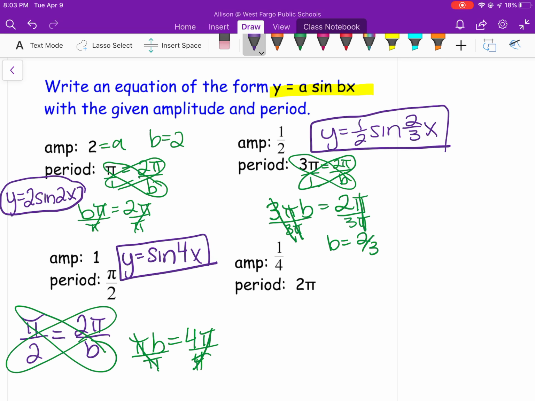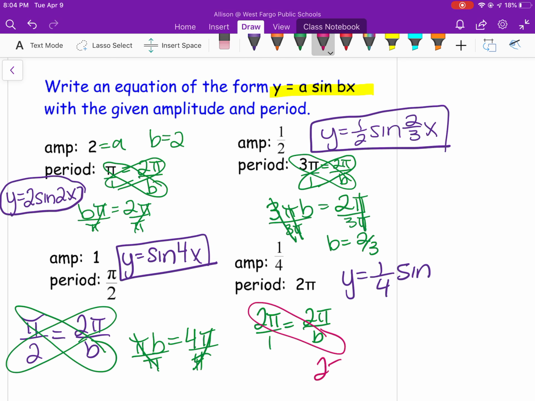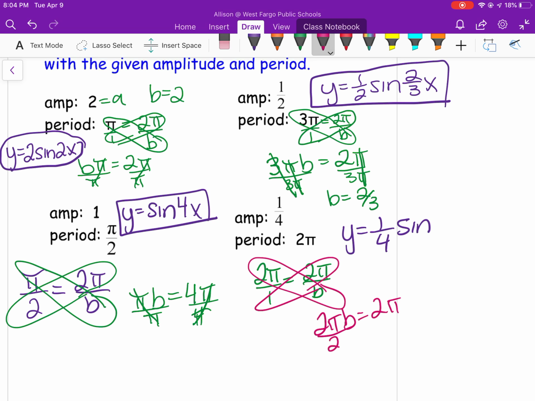Last one here, starting out would be y equals 1/4 sine. And then to solve for the b, again, we do 2 pi equals 2 pi over b. This one I can probably notice right away that b will be 1. But you can cross multiply. 2 pi times b equals 2 pi. So divide both sides by 2 pi, and if everything simplifies, it equals 1. So 2 pi divided by itself is 1, which means it's just sine of x.